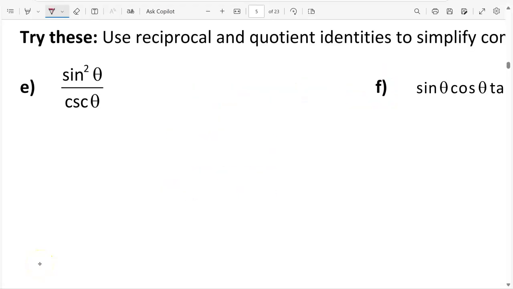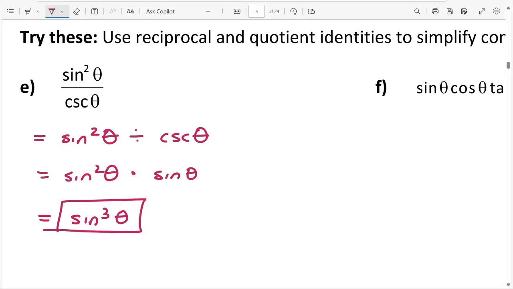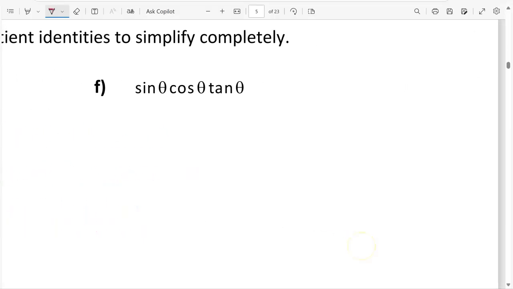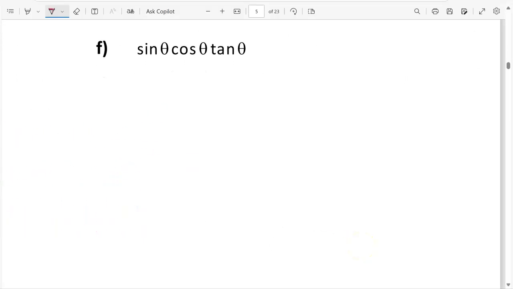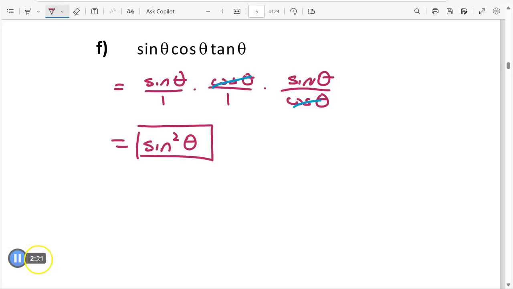All right, pause the video while you try this next one. As a strategy here, I would probably use division, rewrite using the old school division symbol. Hopefully you got a result of sine cubed of theta. So when I rewrote it as a division, I just re-expressed that as multiplication times the reciprocal, and I know the reciprocal to cosecant is sine, which made it pretty easy to simplify. All right, let's pause the video here while you try this last one, F, on your own. Hopefully here you got a result of sine squared of theta.